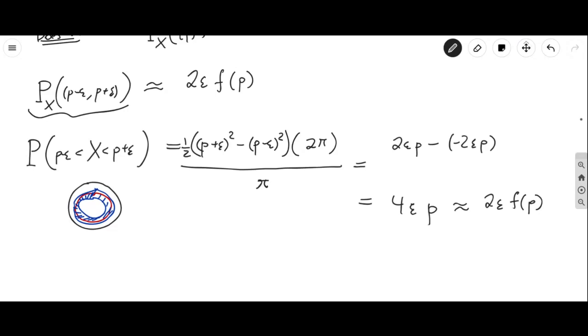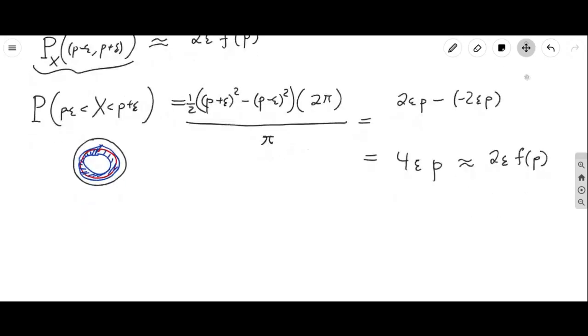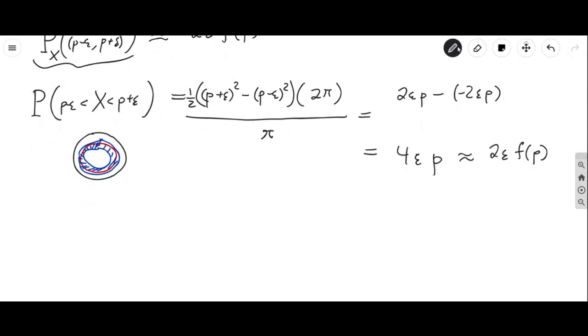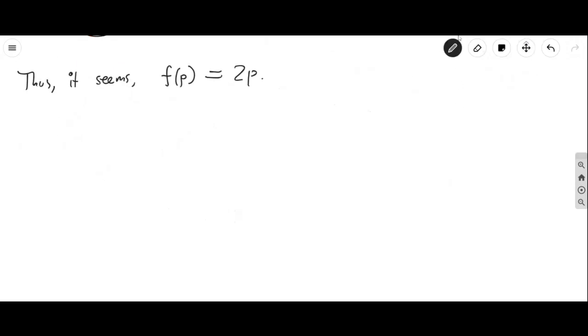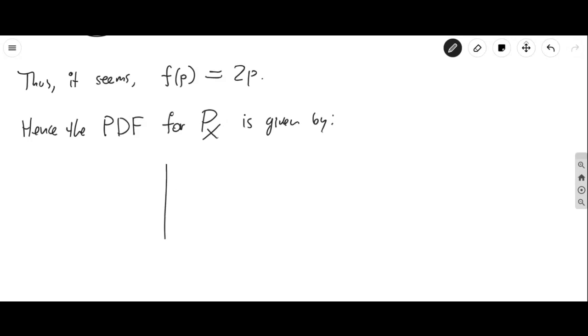And so, if you were to cancel away the epsilon and the 2, it seems that f of p at a point should be equal to twice the point. And so hence the probability density function for this distribution is given by this function: it's 0 over here, this is 1, it's 0 over here, and then between 0 and 1, it just goes up like this.